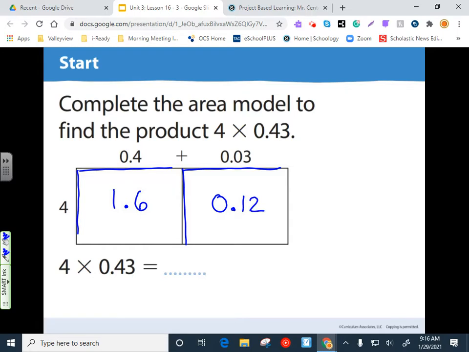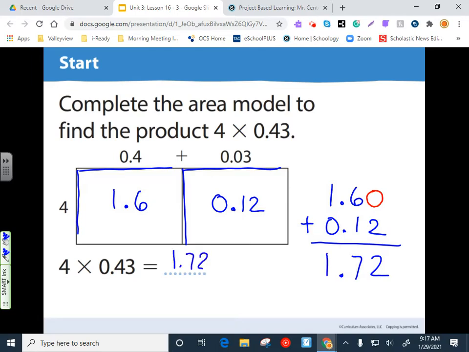And again, when we set up these area models, we want to total up what we have in all of these sections. So we're going to do 1.6 plus 0.12. I'm just going to put a 0 here just so everything lines up nice. 2 plus 0 is 2. 6 plus 1 is 7. Bring down your decimal. 1, and our answer is 1.72 for that.